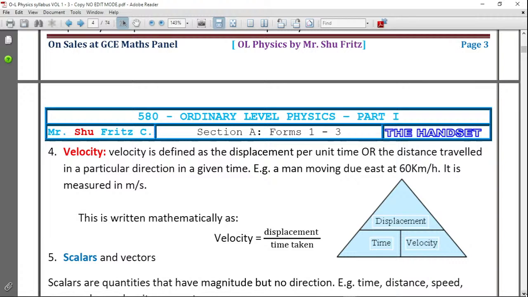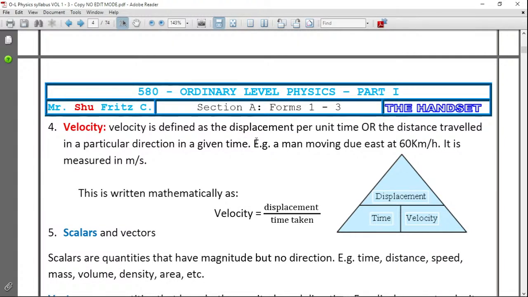And then velocity is the rate of change of displacement, or the displacement per unit time. And since displacement is a vector, velocity is equally a vector because velocity has magnitude as well as direction. And the formula for speed and velocity is just the same. You just change distance to displacement, and you change speed to velocity. So mathematically, we have velocity equals displacement divided by time taken.